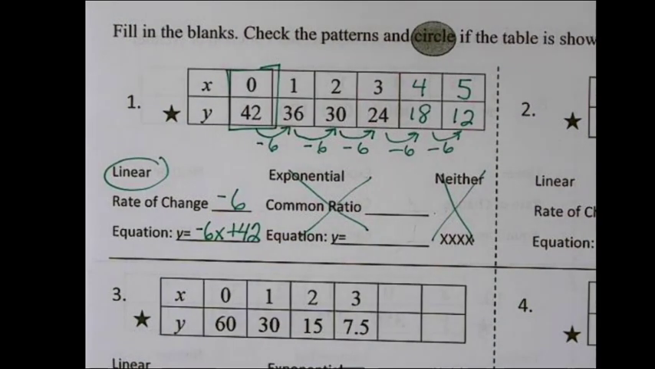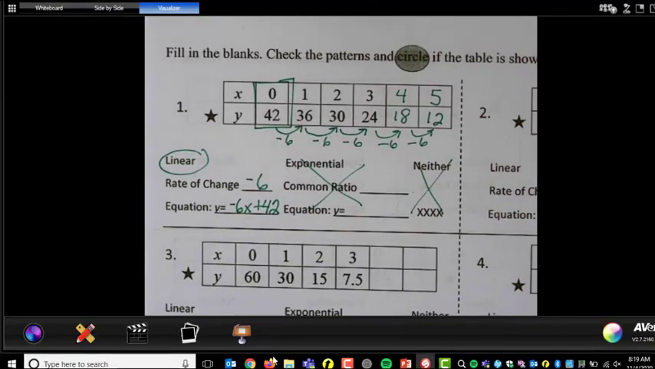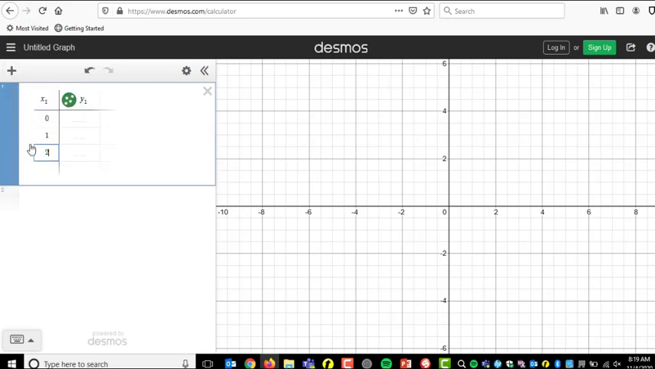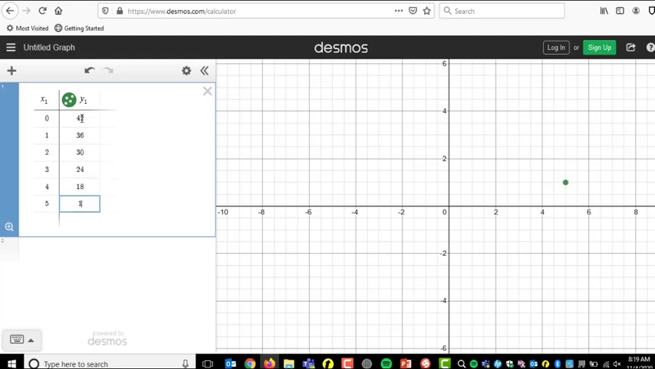Now I'm going to use Desmos and actually check this answer. Okay, so I'm going to go to Desmos here, and I'm going to make a table. I'm going to put in 0, 1, 2, and you can see I can just go all the way up to 5. In y, I'm going to put my values, 42, 36, 30. Keep going there.